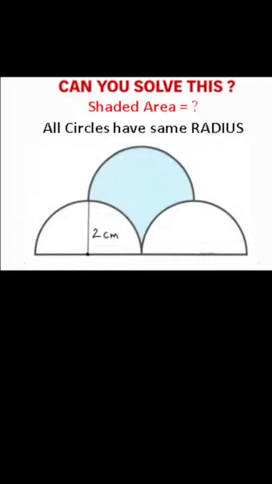We are given the condition that all circles have the same radius, and we need to calculate the blue shaded area. Yes, Pinky, you can see that. This is the center of the semicircle. It is represented here. And this is joined. So this is the radius only, right? So it is 2. All the circles, or we can say all the semicircles, have the same area.